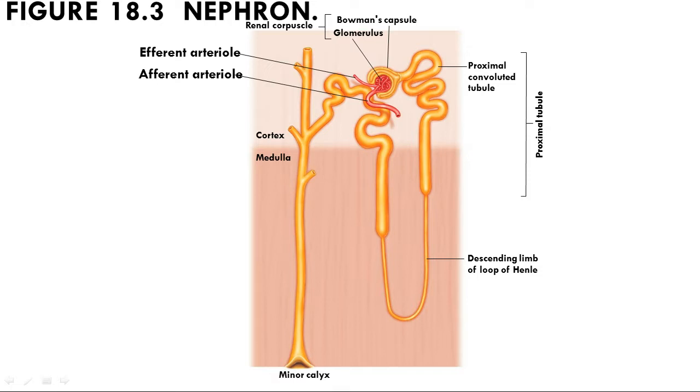Filtrate is then pushed to the ascending limb of the loop of Henle, where it becomes more permeable to sodium, potassium, other solutes. So which hormone from the adrenal cortex can target the ascending limb of the loop of Henle? Aldosterone. Aldosterone can target the ascending limb of the loop of Henle. Promote sodium reabsorption.